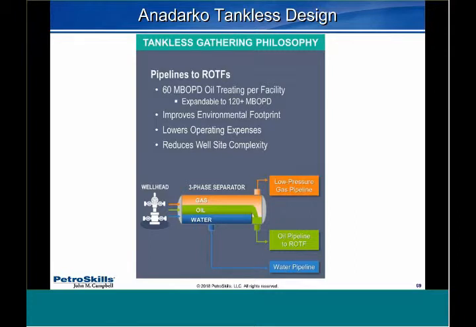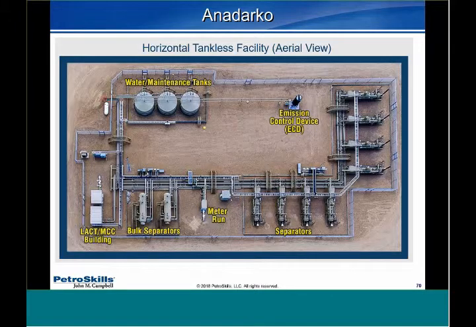Anadarko, who's installed about 300 VRTs, now is using a tankless design. I'll show you what that is. They have satellites. The satellites have separators with meters going to pipelines, and then they send those off to a centralized oil treating facility. This is an aerial view of what those satellite sites look like, where they have separators, multi-phase meters, and everything goes off to a central facility. In West Texas, it's easier to run pipelines than it is in some other parts of the country. But what this does is it eliminates tank venting and all the truck traffic.